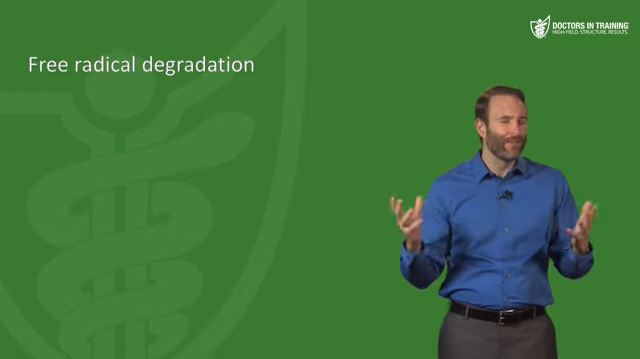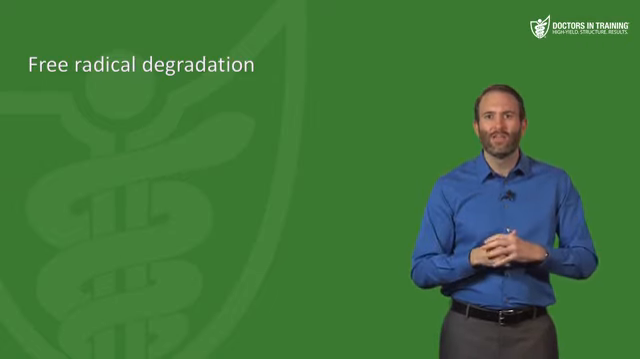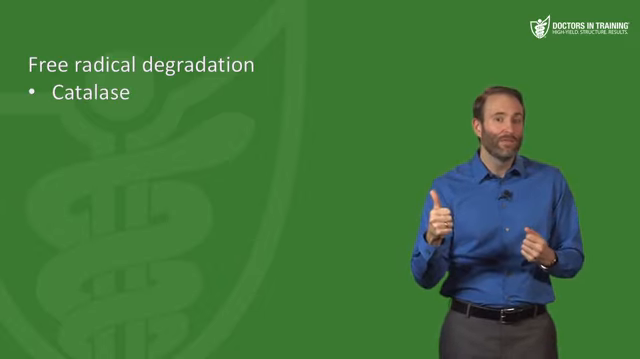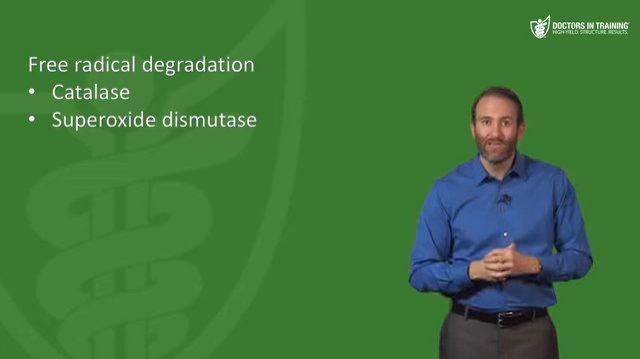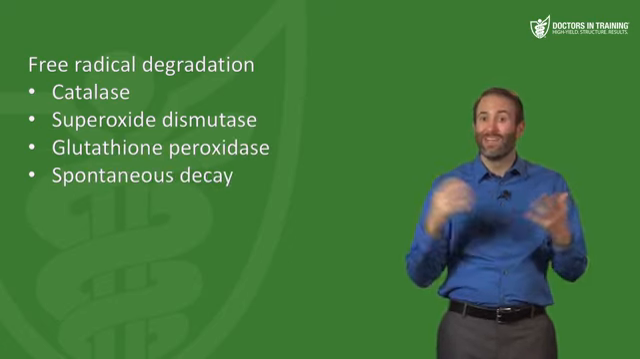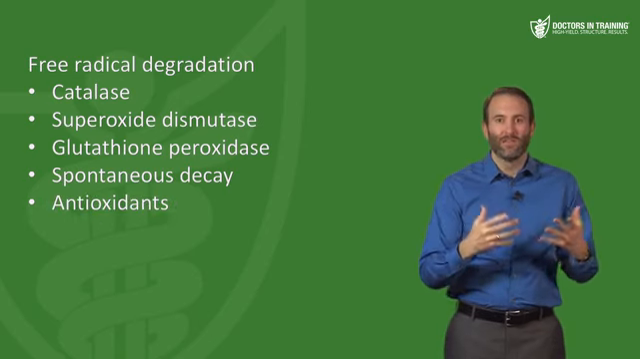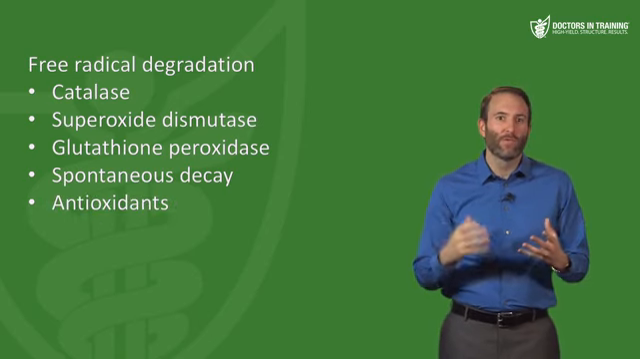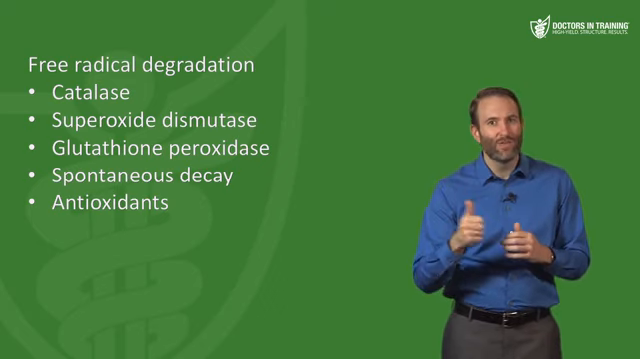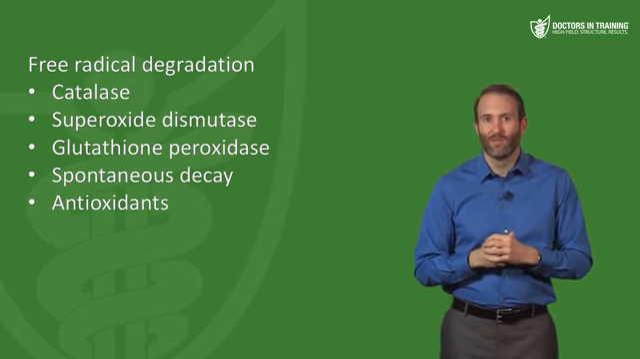Now, because we've been talking so much about free radicals, how do we get rid of them once you have them? Well, free radical degradation is produced through enzymes that we already produce: catalase, superoxide dismutase, and glutathione peroxidase. Also by just spontaneous decay and antioxidants. Now, all of these protect you against free radical damage, but remember the catalase, the superoxide dismutase, and glutathione peroxidase. Important stuff there. So now let's move on to infarction.